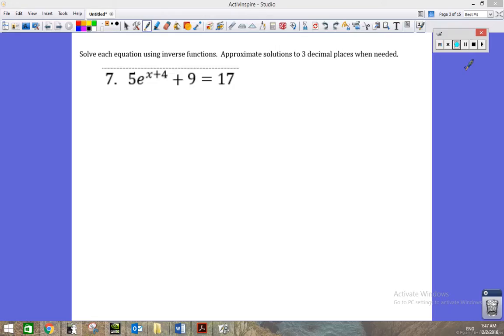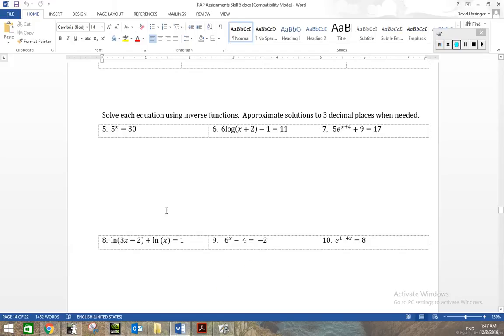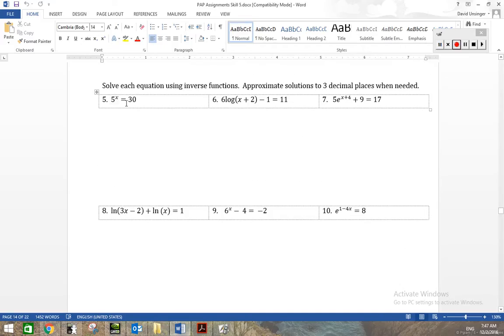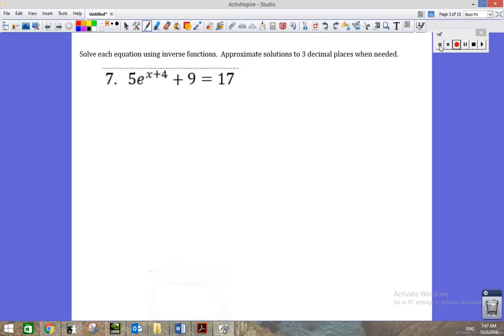Let's take a look. We're looking at Skill Packet 5, exponential and logarithmic functions, and in this homework in Skill 5G Day 1, we are solving equations, and some of these equations cannot be written with the same base like we did before, so we have to use properties of logarithms to solve some of these.